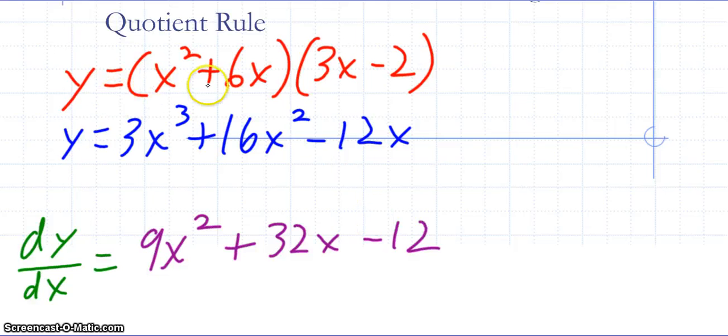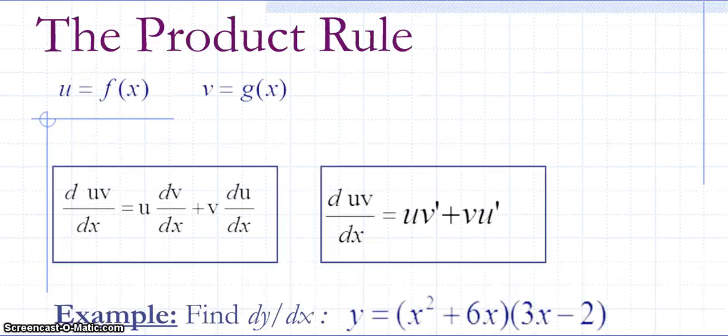Okay, so with what we know so far, in order to take the derivative of this, we have to multiply out these two binomials. So I end up with y is actually 3x cubed plus 16x squared minus 12x. Now I can take the derivative using my power rule, bring down the power, reduce the exponent, and I end up with dy dx equals 9x squared plus 32x minus 12. But there might be an easier way to do this. In this case, it's not much easier, but it's still an incredibly useful tool.